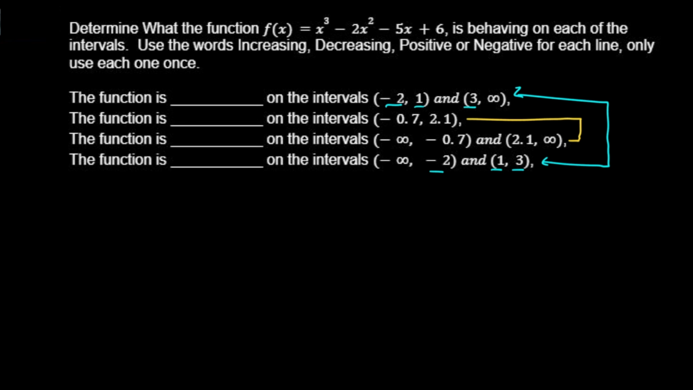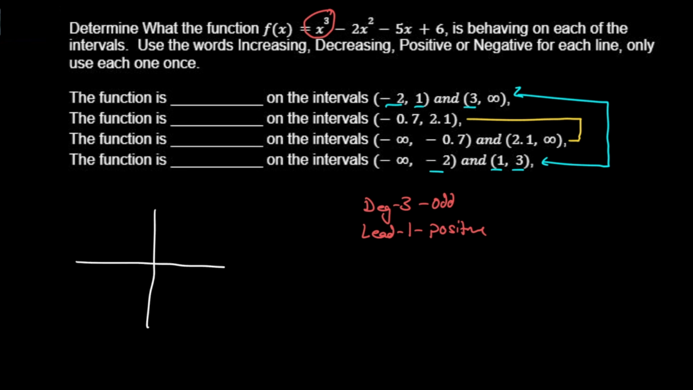Now with that, we can continue. The next thing I'll focus on is end behavior. Looking at my leading term, it is x to the third. The degree is 3, which is odd, and the leading coefficient is 1 because there's nothing there, which is positive. With this information, I know that the graph is going up on the right and down on the left. Combined with the intervals they give us, it's enough for us to actually answer this question.